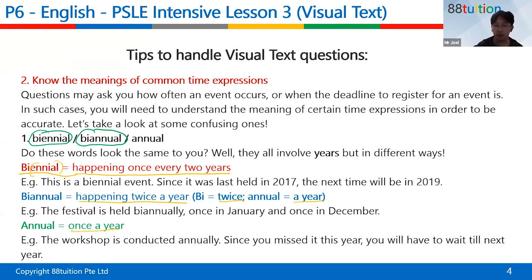All right. So because the posters always have events, sometimes they tell you it's our biennial event or it's our annual event. You need to know how often the event actually happens. Biennial actually means once every 2 years.